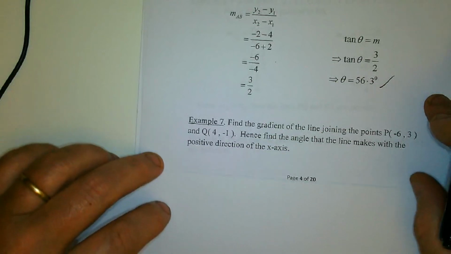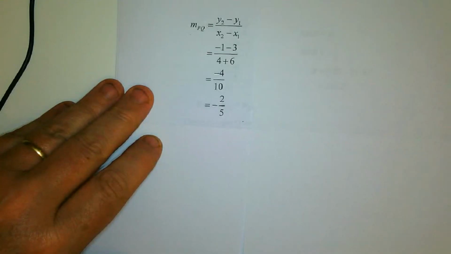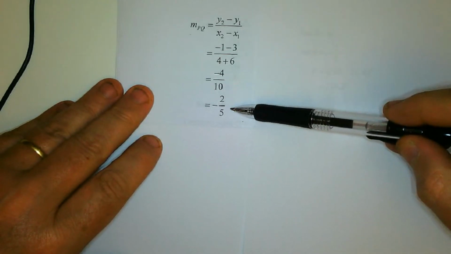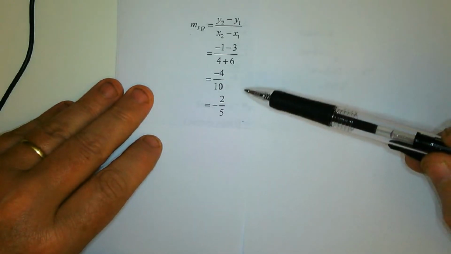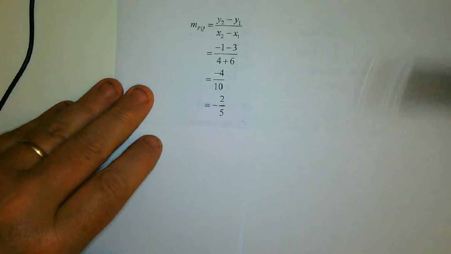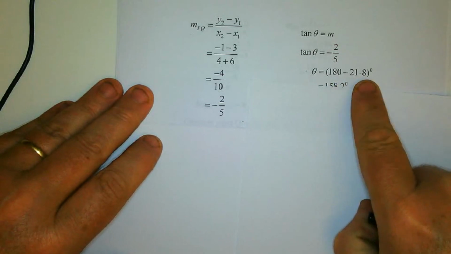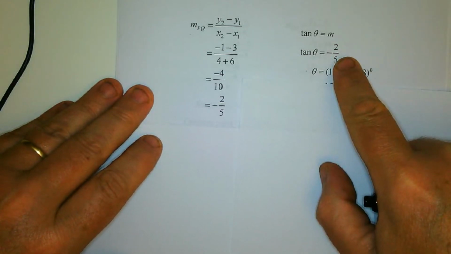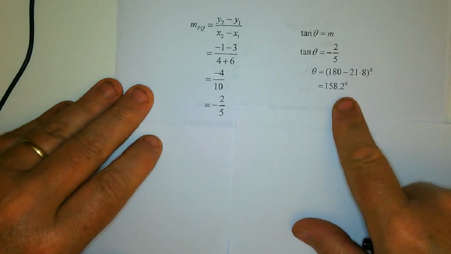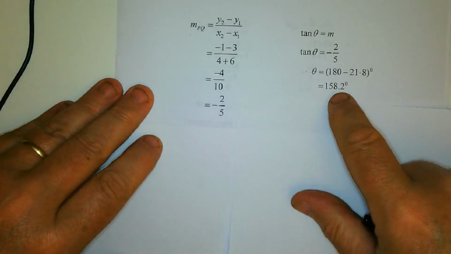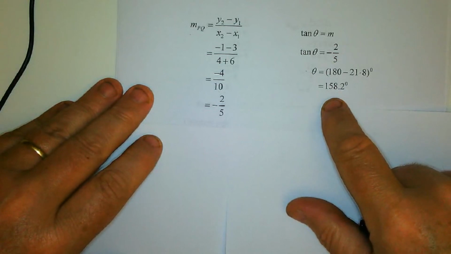Okay, so what do we do in this one? Well, I need to go over the page, so I'll pause. So what we've done was the gradient equation, and we got it down to minus 2 over 5. That should be a trigger when you're using m equals tan theta, that you're going to do 180 take away that acute angle. So tan theta equals m, minus 2 over 5, and there's your 180 take away your 21.8 when you've done 2 over 5 in your calculator, and you get 158.2. So you've just done quite a hard question you haven't got a diagram for.